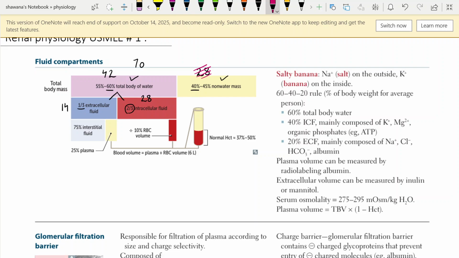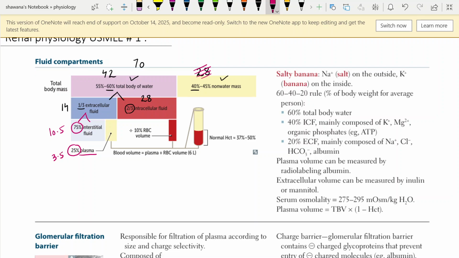So after that, from the 14 kilogram or one-third extracellular fluid, 75% is interstitial fluid. It means the water present in the interstitial tissues or interstitial compartments, and 25% is present in the plasma, the bloodstream. 75% of that 14 is approximately 10.5, and 25% is 3.5 kilogram.